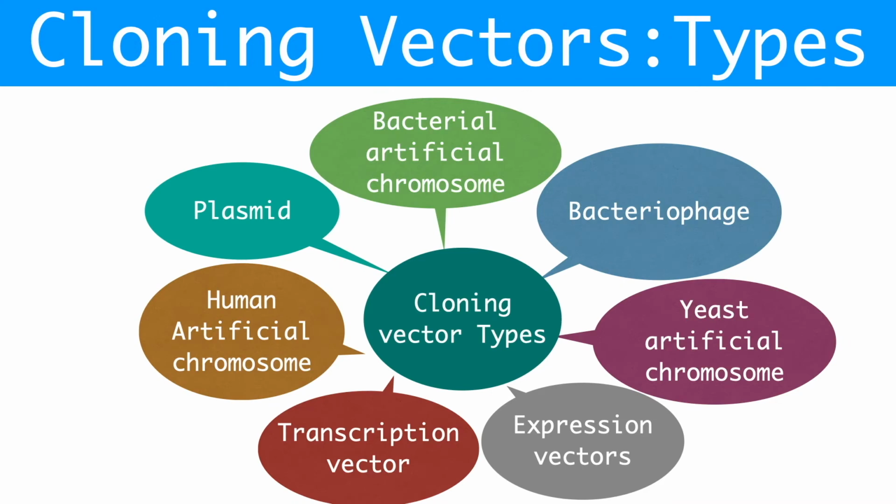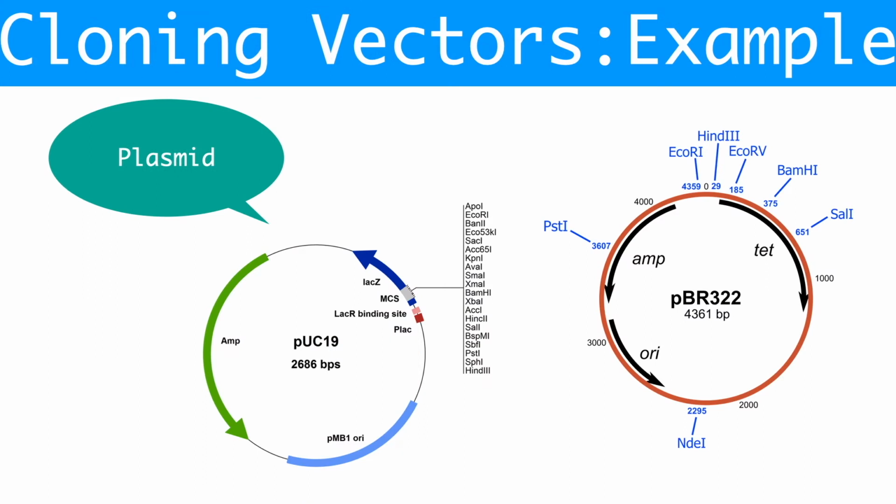Now, I would like to move on to the types of cloning vectors. In molecular biology, we can use several types of cloning vectors based on the cloning type. Usually we use plasmids, bacterial artificial chromosomes, bacteriophages, yeast artificial chromosomes, expression vectors, transcription vectors, and human artificial chromosomes as well. Now, I would like to go through examples for each type of cloning vector.